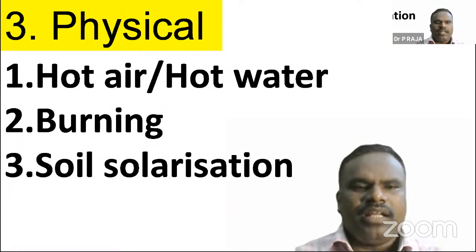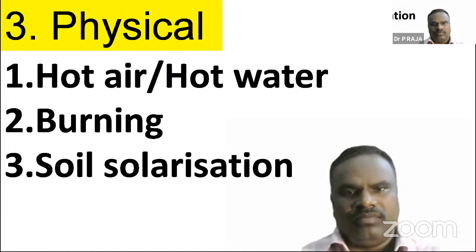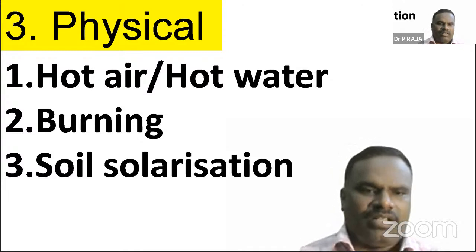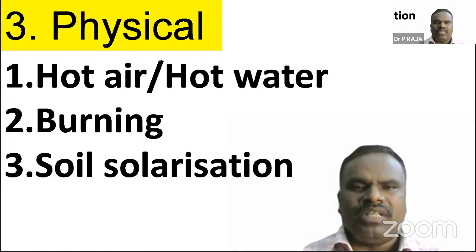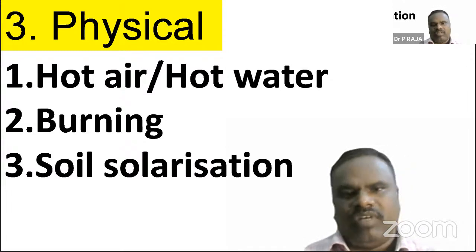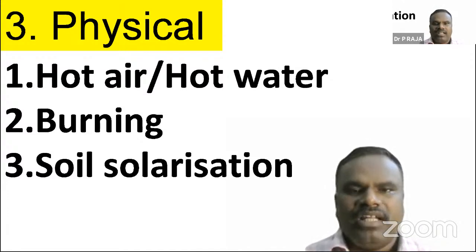And the next one is the physical method. In this physical method, heat is involved: hot air or hot water. Hot air and hot water are basically used for treating the seeds and the soil. It is not used on trees or in the forest. With hot air, we can sterilize the soil, because soil-borne pathogens reside in the soil. If you pump this hot air, all the pathogens will die. And if you pour hot water, pathogens will die. And hot water is useful for treating the planting material, basically to kill the virus.